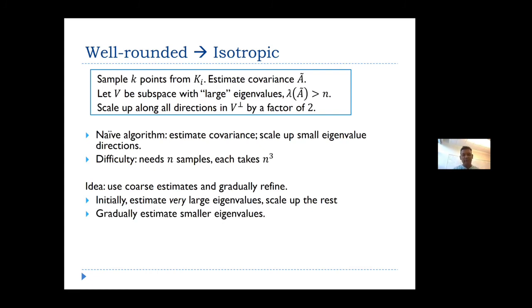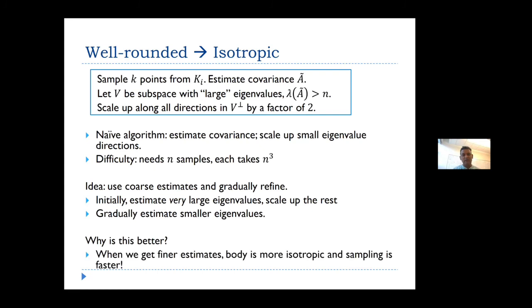And then we'll get better and better and better. Okay, why is this better? Well, the reason is this. As we make it more isotropic, sampling will be faster. You can't see this from the trace alone. So we'll need a more refined analysis of the sampling itself for well-rounded bodies. We'll get there. But the point is going to be roughly this.